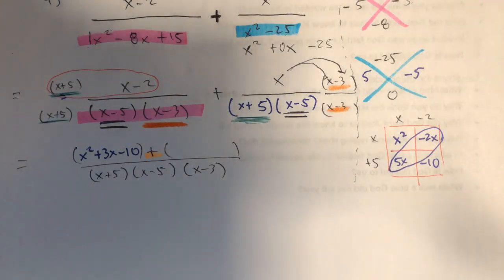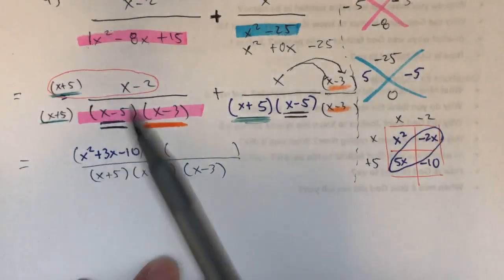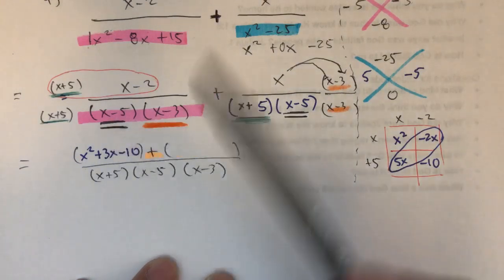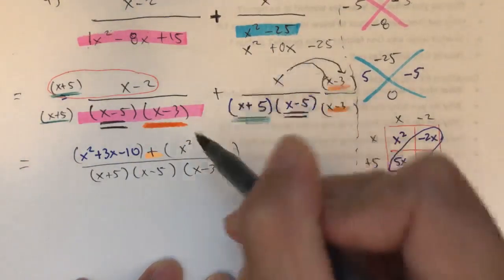A little more light. That didn't help. Let's see. Take away this one. I don't know if that's better or not. Okay, so when I do that, I get x squared and then minus 3x.